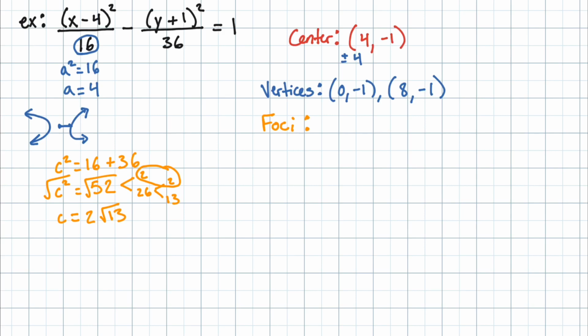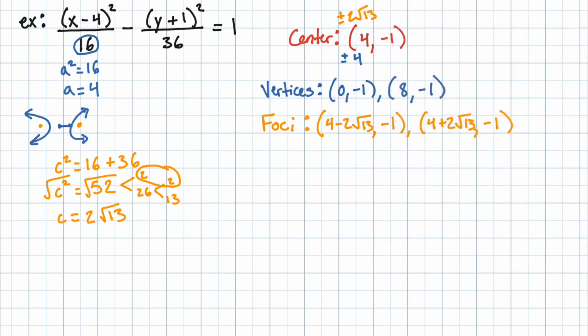So that plus or minus 2 root 13 is changing in the x direction because it's also going left and right, since the foci are inside of your two branches. So first I'm going to do 4 minus 2 square root 13, and that y-coordinate doesn't change. And now I'm going to do 4 plus 2 square root 13, and that y-coordinate doesn't change.